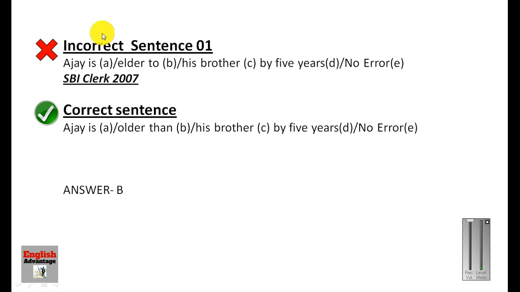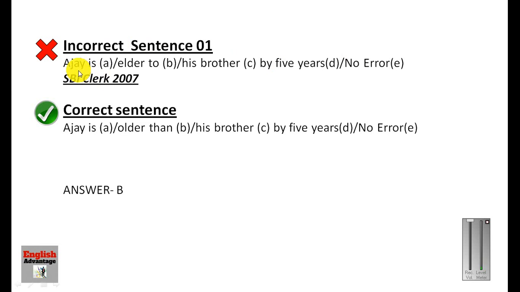This is question number 1. Incorrect sentence 1. Ajay is elder to his brother by 5 years. See, in this kind of question there are 5 parts. Each question is divided into 5 parts: Part A, part B, part C, part D, and no other part E. So while solving such kind of question, you have to see each and every part very carefully. This is the best way to solve such kind of sentences.